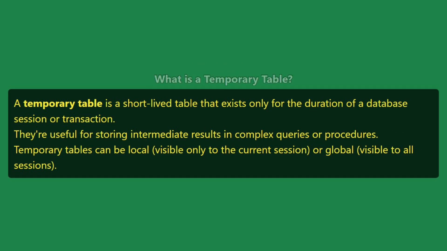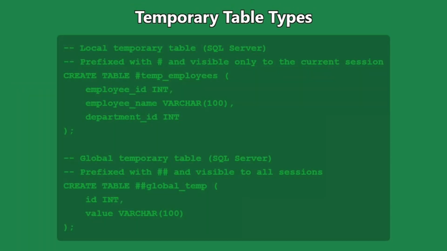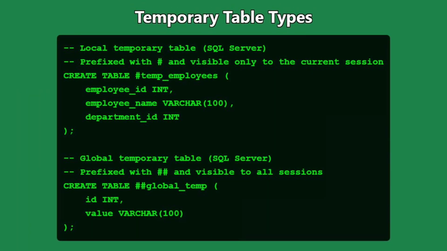Moving on to the next question, what is a temporary table? Temporary tables are short-lived tables that exist only for the duration of a database session or transaction. They are especially useful for storing intermediate results when working with complex queries or stored procedures. Depending on your database system, temporary tables can be local, visible only to the current session, or global, visible to all sessions. In SQL Server, there are two main types of temporary tables.